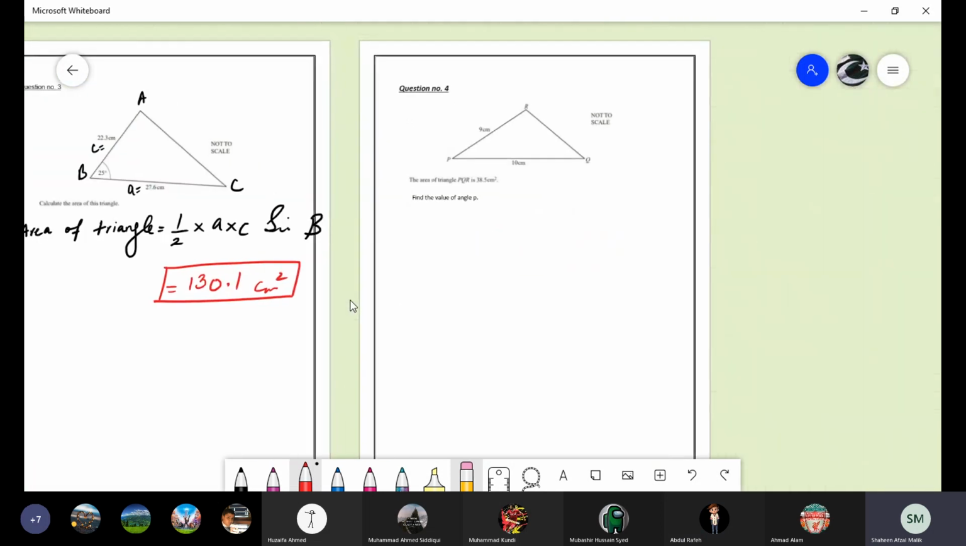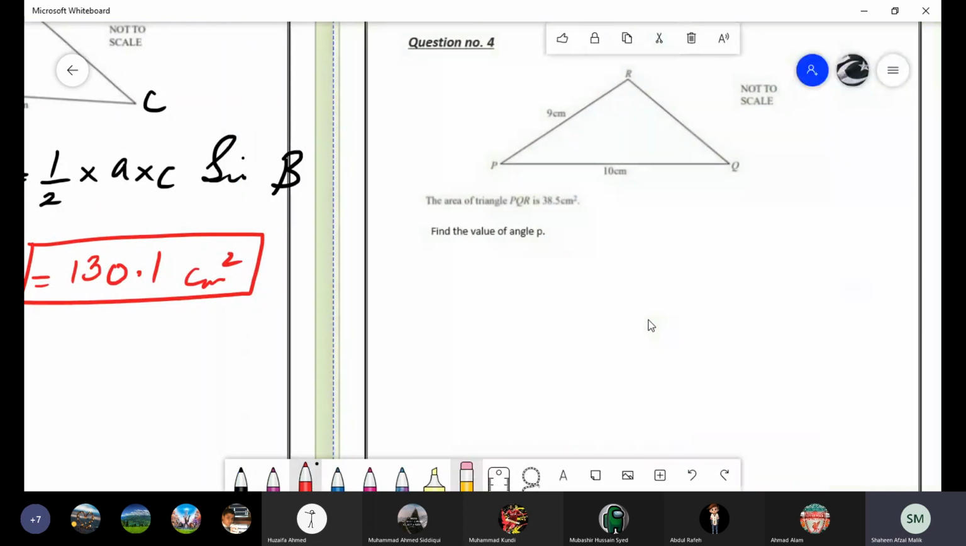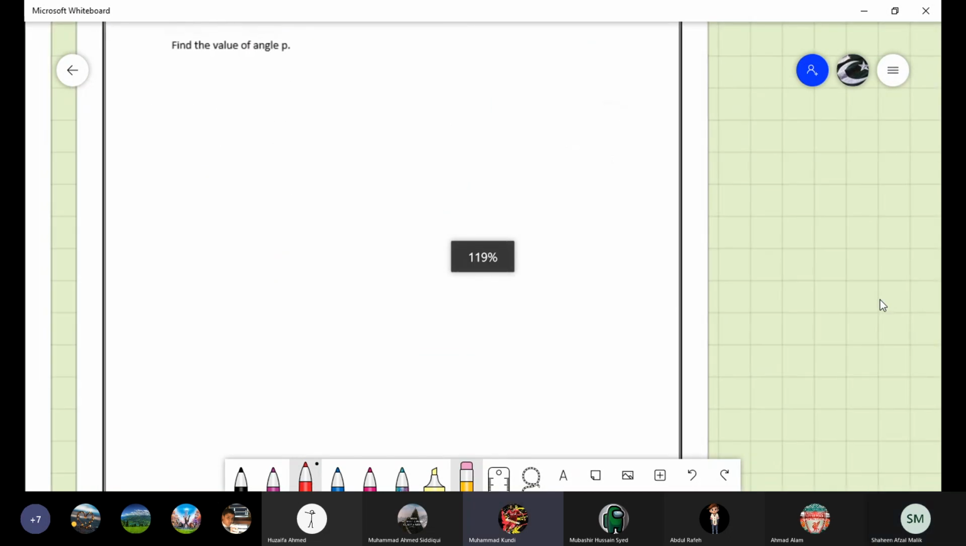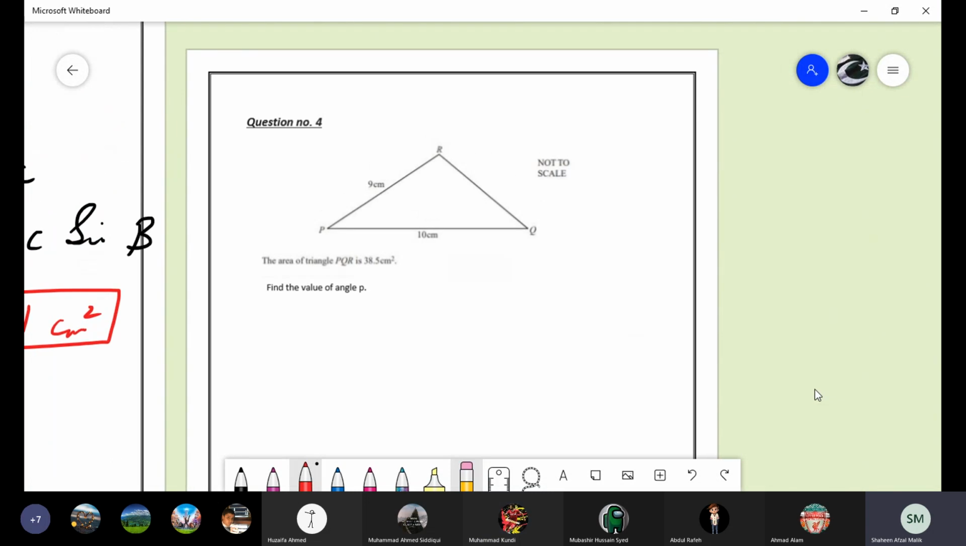Move to the next question. That is the last question. Again, here we have to name the triangle first. We can name in any way. Oh, sorry, the triangle is already labeled. You just label the sides. Which side is this one? Opposite to R, this is small r. Opposite to Q, this is small q. What we have to find out? We have to find out the value of angle P.